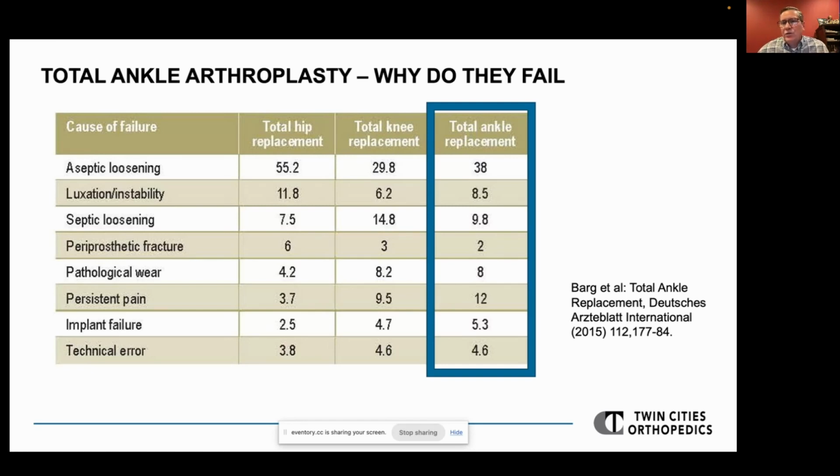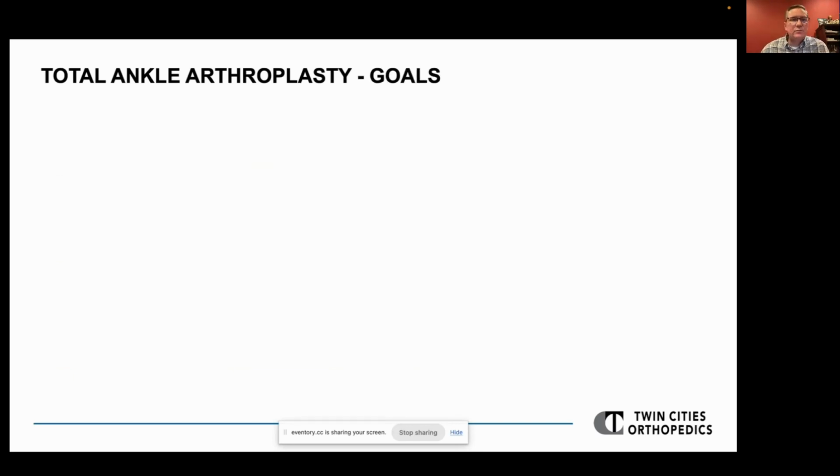Other complications, again, are similar to what we see in other arthroplasties. But as we evolve, and as we continue to improve and refine our technique and the implants that we're using, hopefully we can have less and less problems with aseptic loosening and get a longer survivorship for these implants.